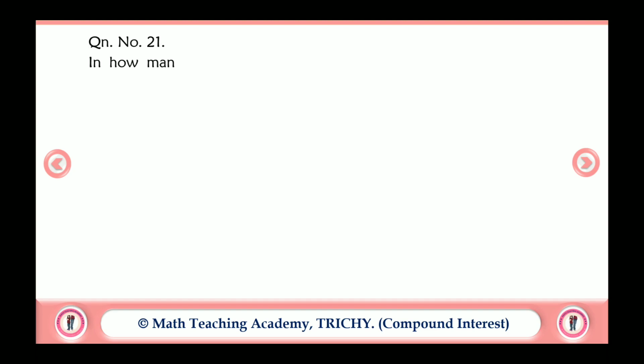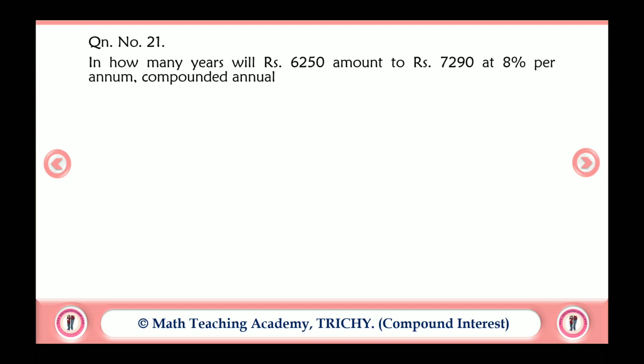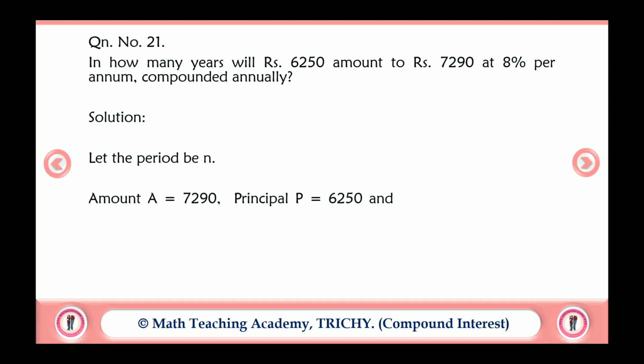Have a look at this problem. In how many years will rupees 6250 amount to rupees 7290 at 8% per annum compounded annually? Here also we have to find the number of years. Let the period be n. And it has been given that the amount compounded annually is 7290 and the principal P is equal to 6250 and the interest rate is 8% per annum.